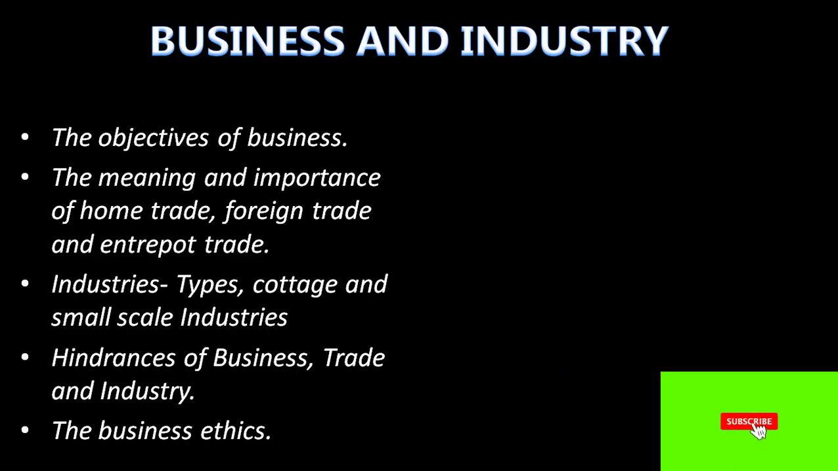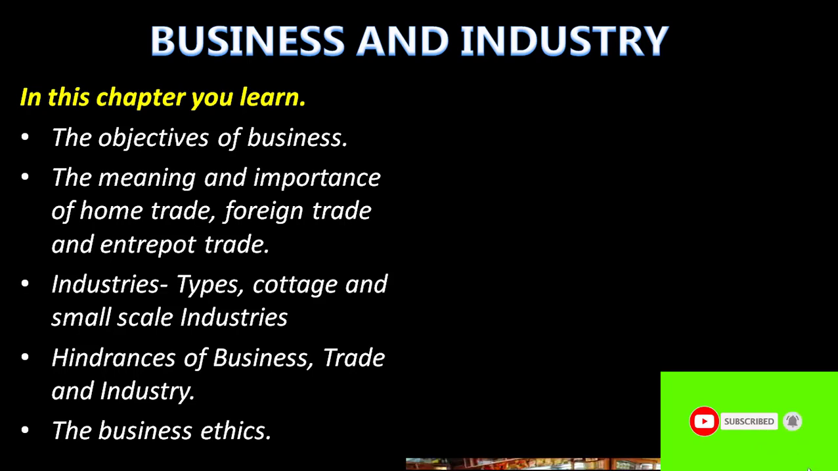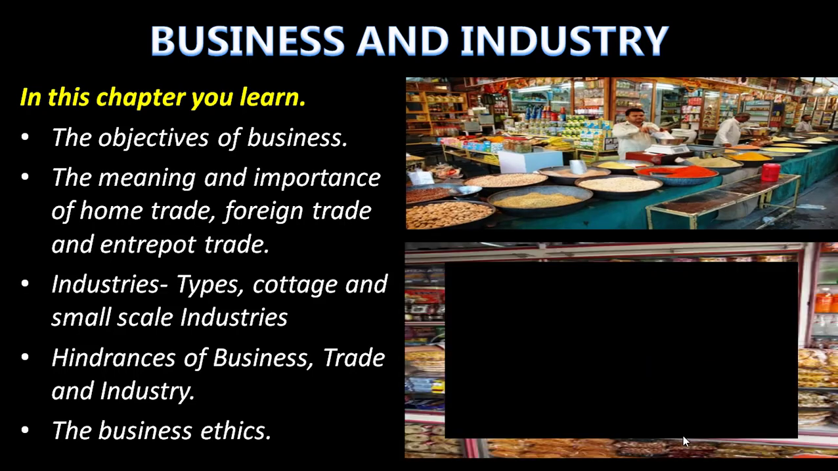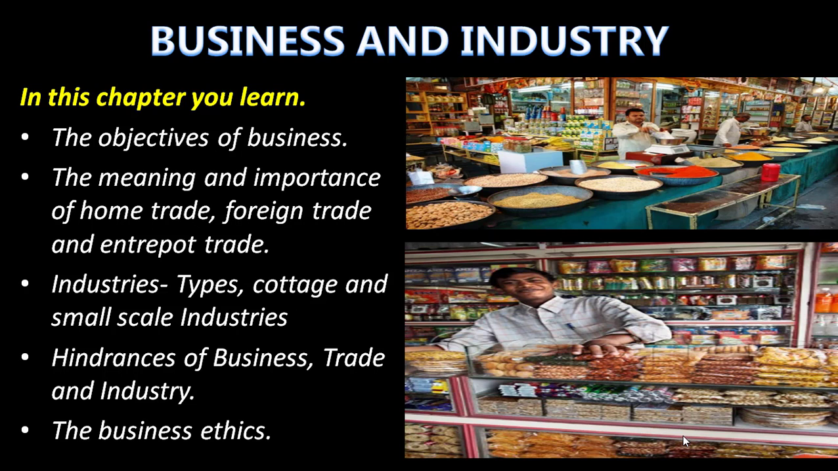In this lesson, you will learn the very important points like the objectives of business, the meaning and importance of home trade, foreign trade and entrepot trade, industries, types of industries like cottage and small scale industries, hindrances of business, nothing but problems of business, trade and industry, the business ethics. So these are the very important learning points from the lesson business and industry.